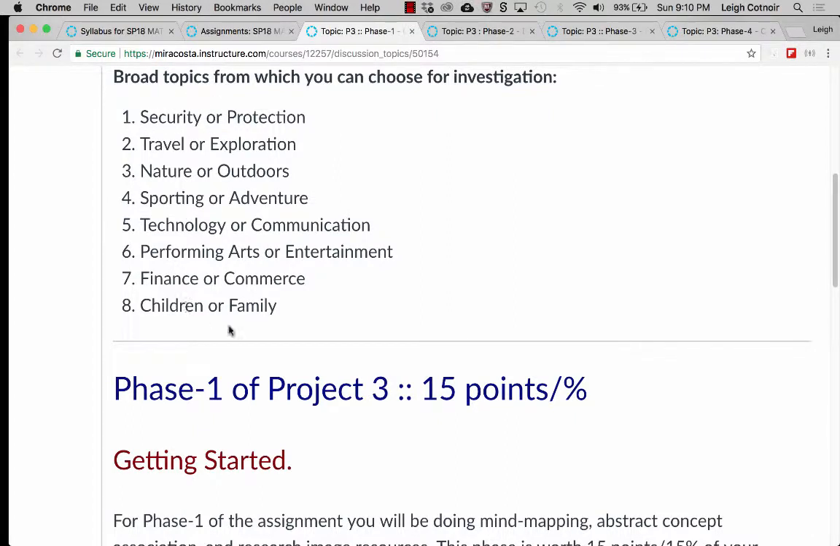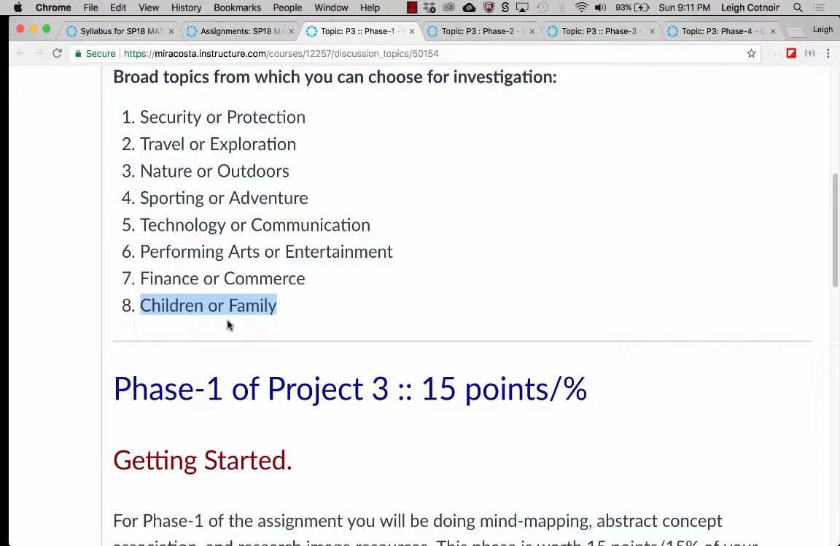So it's 1 through 8, and if you were to, for instance, choose number 5, technology or communication, you could choose one or both of those as your starting point, right? Children, family, again, you could use one or both of those words, but it's in the same category. These are broad topics, abstract concepts that you're going to have to figure out how to represent with a mark.